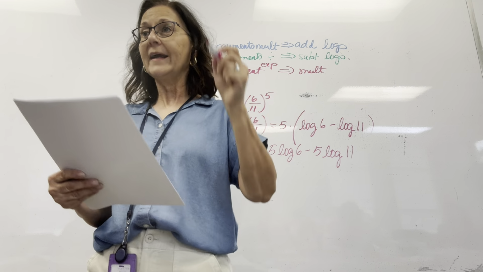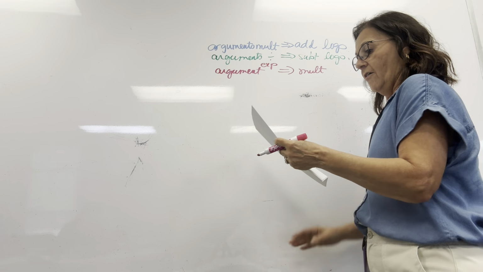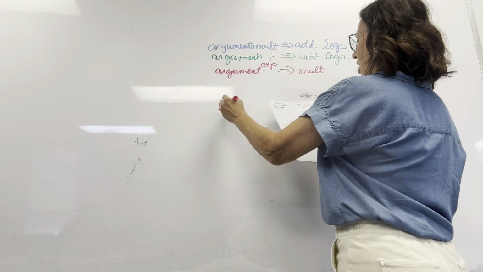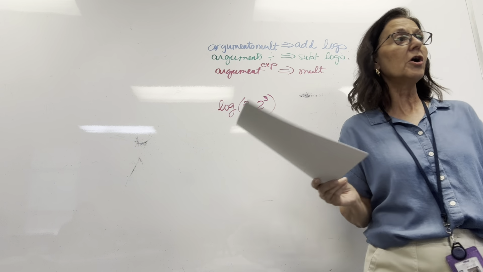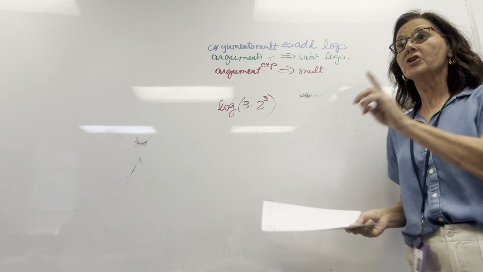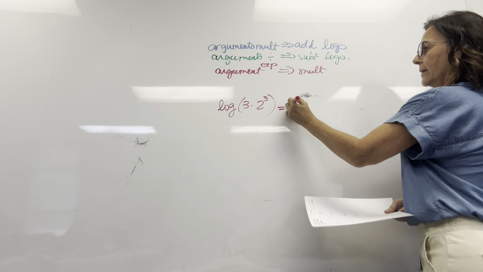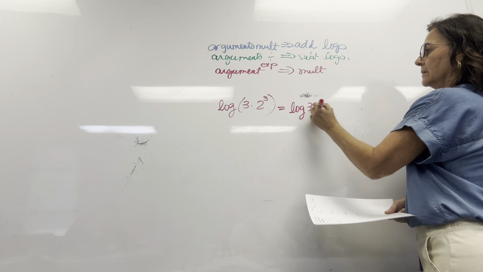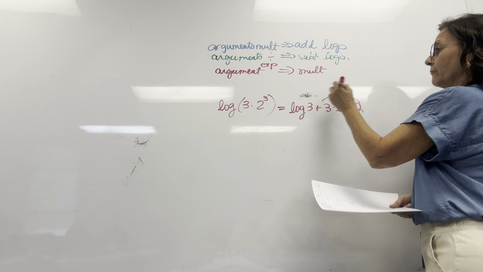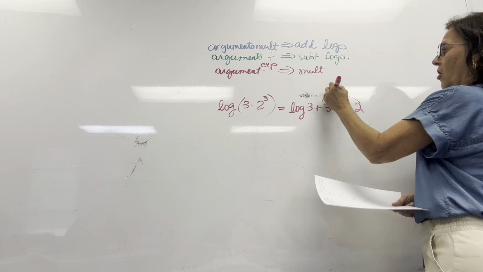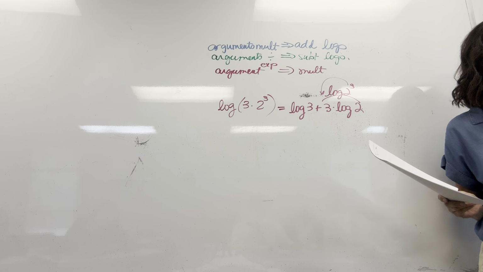All right, 4 is different. Number 4 now says the log of 3 times 2 cubed. The whole term is not cubed. Only the 2. So multiplication is addition, so what does this look like? It would be log 3 plus 3 times log 2. You could have originally written this as log 2 cubed, but then you pull that cube out front.